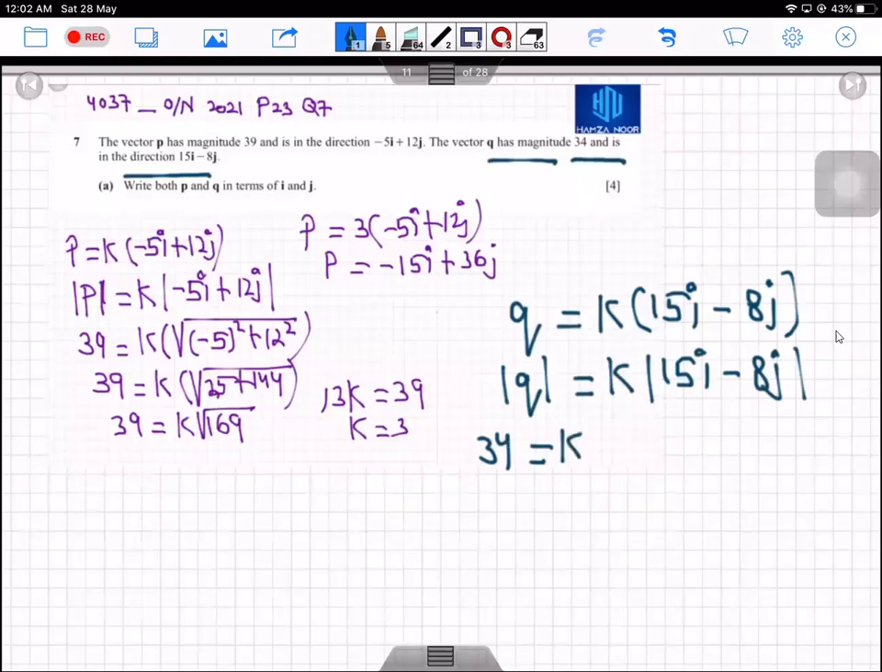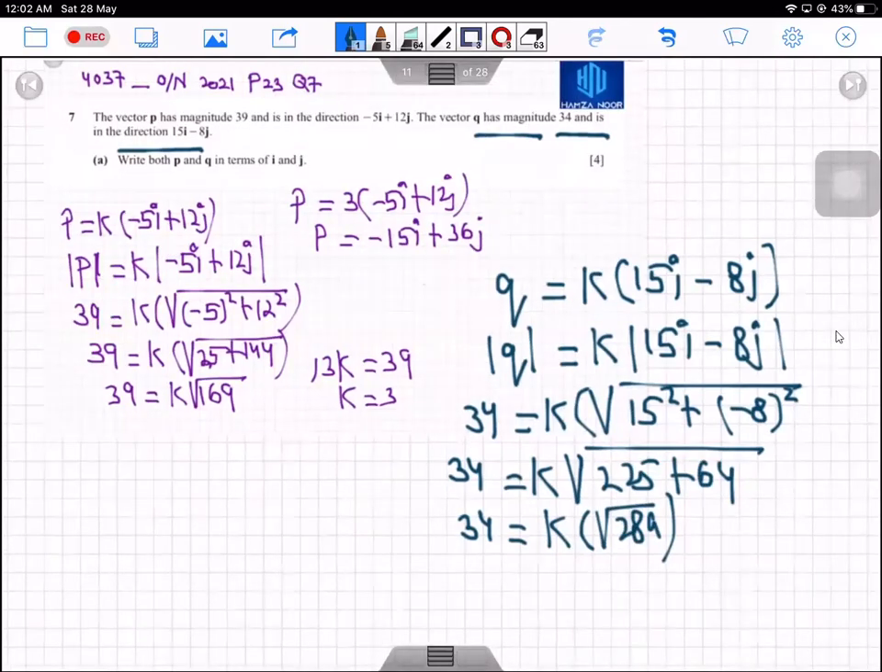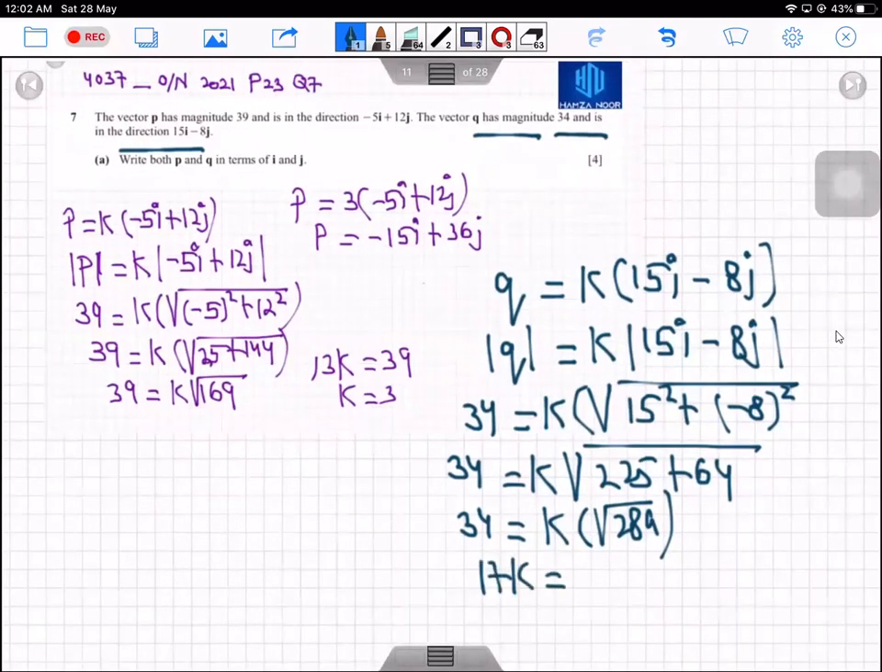34 is equal to k times the square root of 15 squared plus (minus 8) squared. So 34 is equal to k times the square root of 225 plus 64. So 34 is equal to k multiplied by the square root of 289, and the square root of 289 is 17. So 17k equals 34. Therefore, k is equal to 2 in this case.